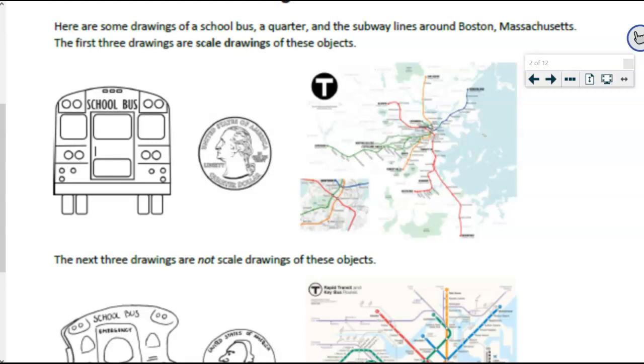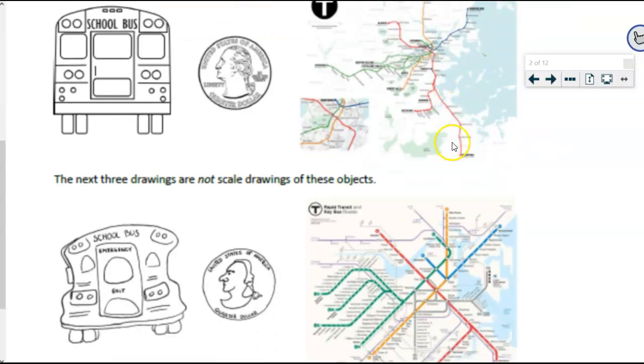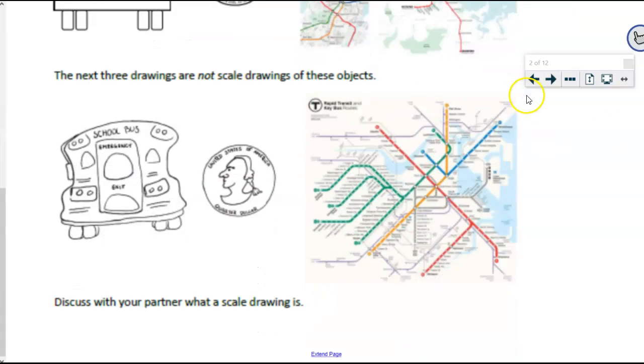Great, yeah, so it's a lot like scaled copies. That's why we're talking about it in the same unit. It's like scaled copies, but with scale drawings, we're going to have some sort of unit of measure that relates the drawing to the actual object. I think that's a great summary.